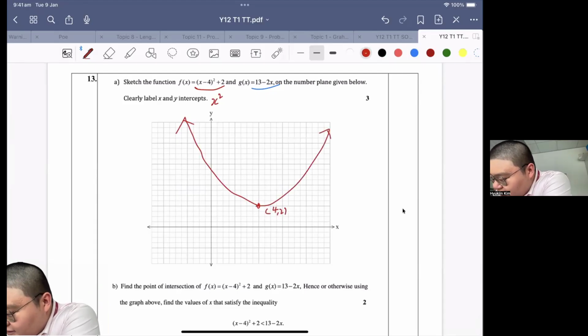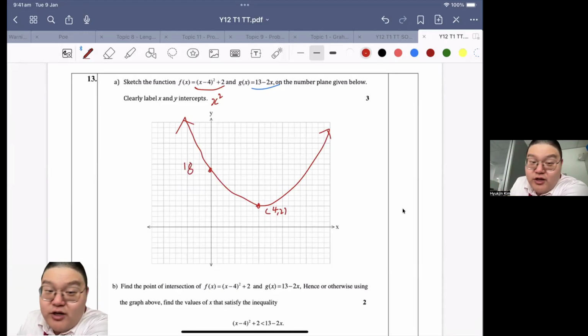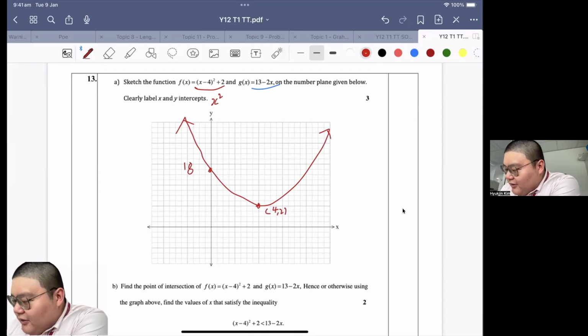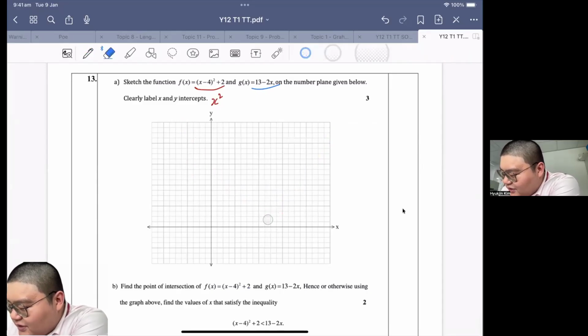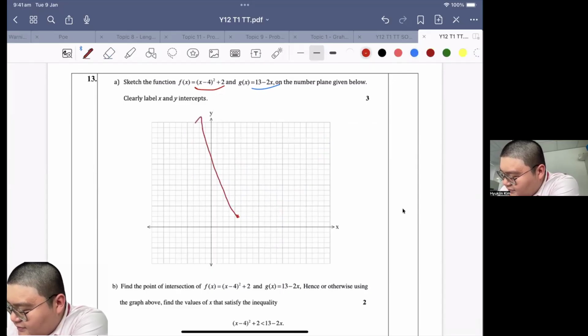Yep. And then we need to find the y-intercept, which is just 18. If the question didn't give you space to do a calculation, just do it in your head. See what happens when x equals 0. Okay. Now, 13 minus 2x, it's going to be something like this. Yeah, this is definitely not to scale. I'm sorry. Let me just do it again. Something like this. Yep. 18 and 4 comma 2.